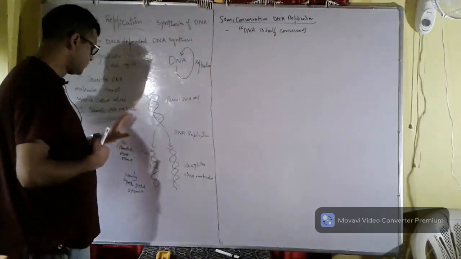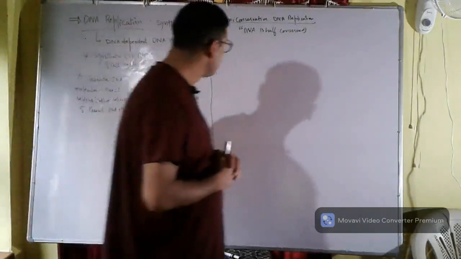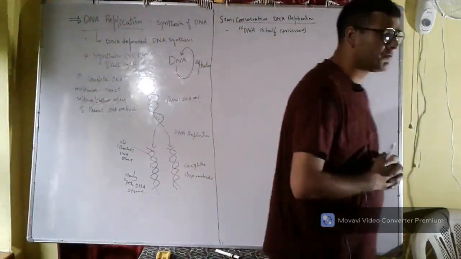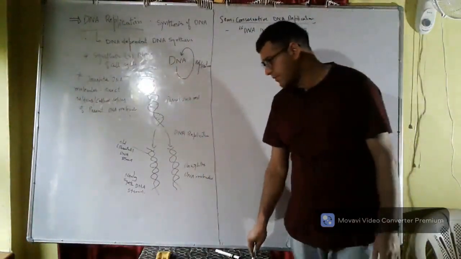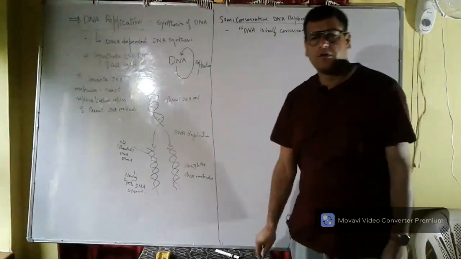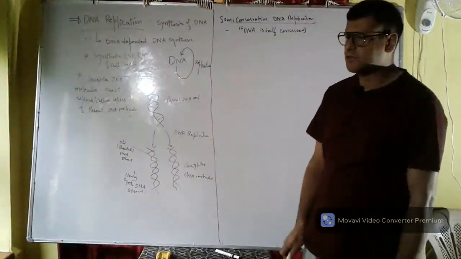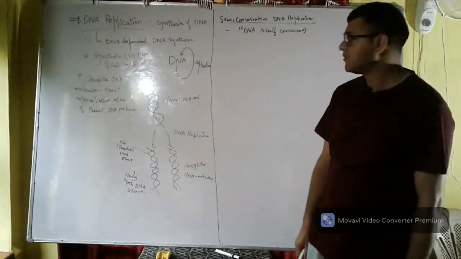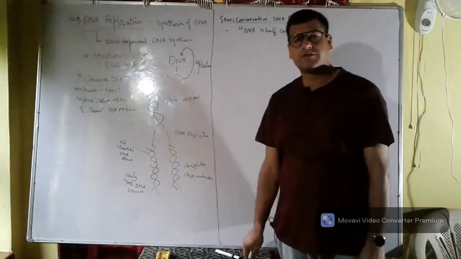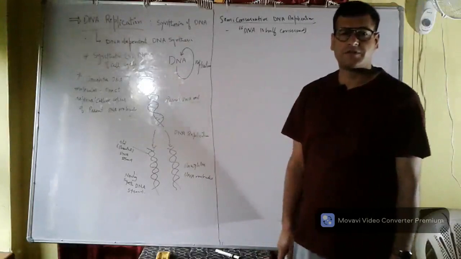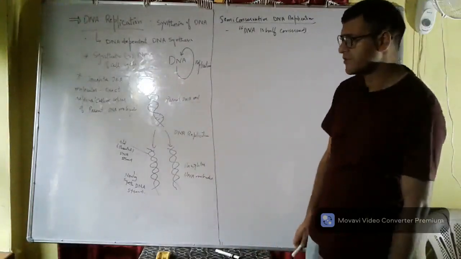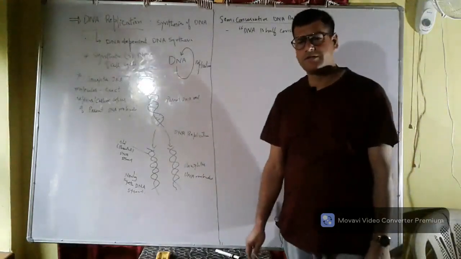So then we'll talk about semi-conservative DNA replication, in which one strand is the older strand and one strand is the newly synthesized strand. That is, DNA is half conserved and the second half is synthesized anew. That is called the semi-conservative mode of DNA replication.